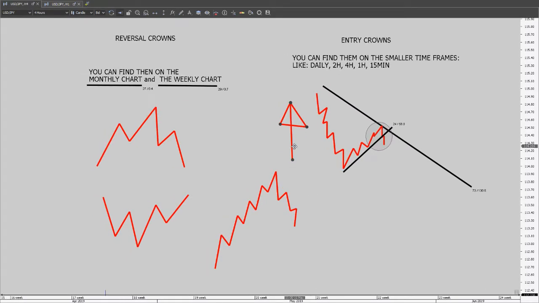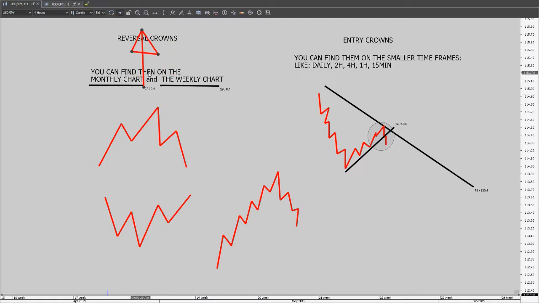Okay? Well, of course, when a reversal crown happens on the monthly and or on the weekly, you are going to see also the smaller crowns, right? Because the higher time frame controls the smaller time frame.